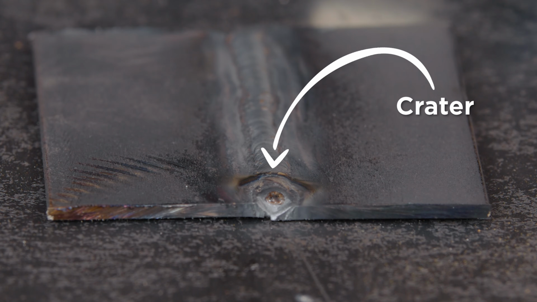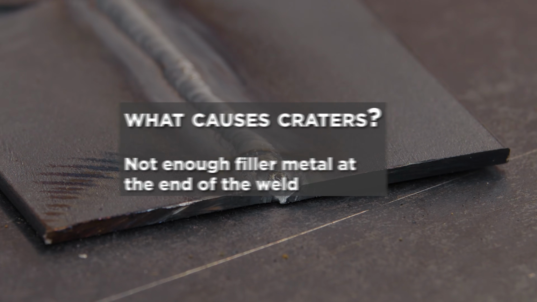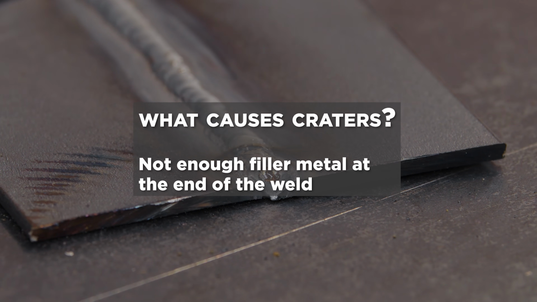A weld crater is a dip or a hole at the end of the weld that hasn't been fully filled. Weld craters can happen on any kind of weld. They can often lead to cracking, so filling the end of your weld is very important. What causes it? Quite simply, not enough filler metal deposited at the end of the weld.